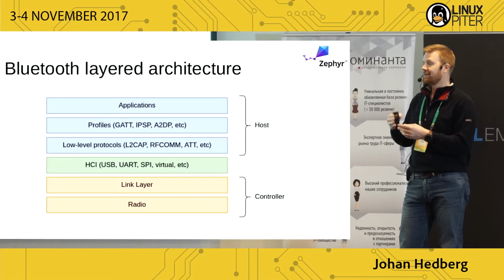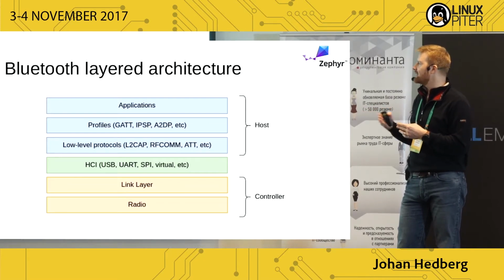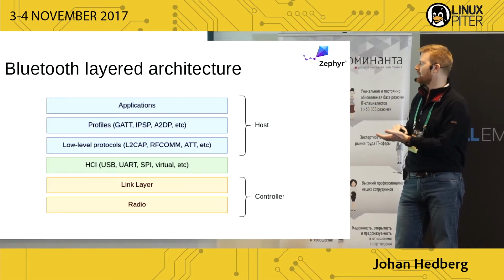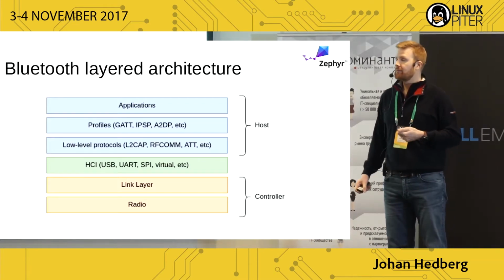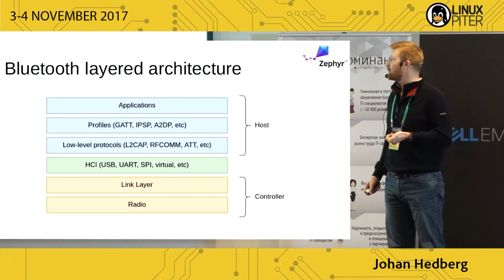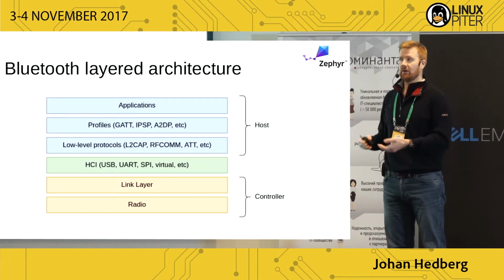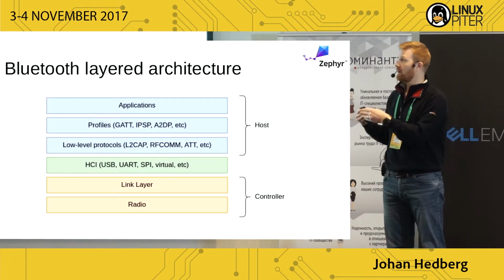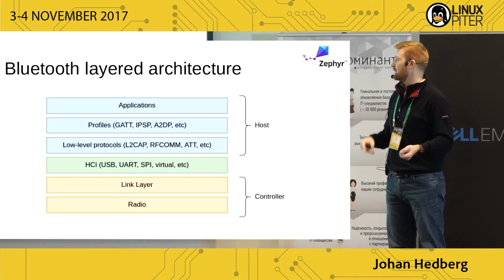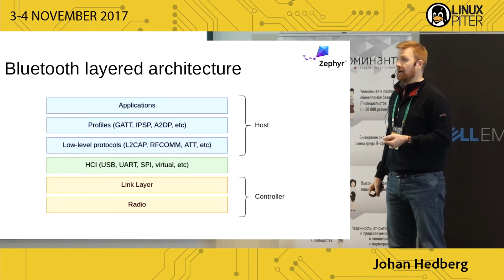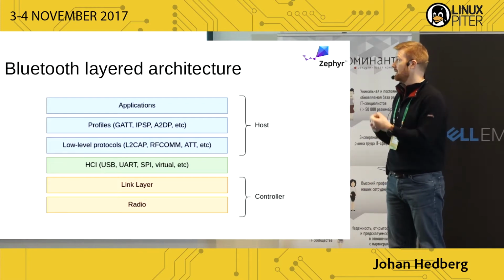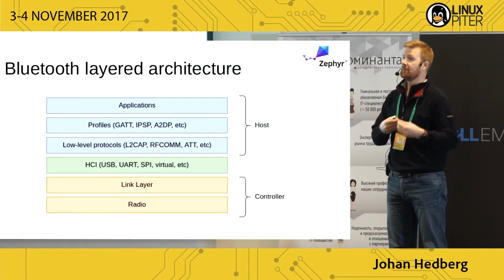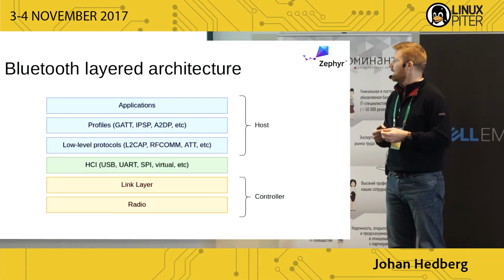The only thing that differentiates this is the actual physical transport that's happening there. So pretty much all PCs, all laptops, are using USB for this. So you have the host talking USB to the Bluetooth controller. Most phones, on the other hand, have a UART between the host operating system and the Bluetooth radio.